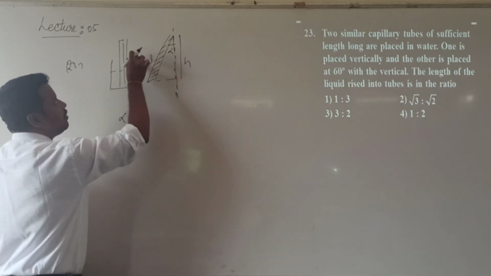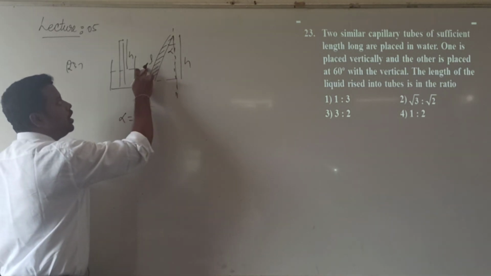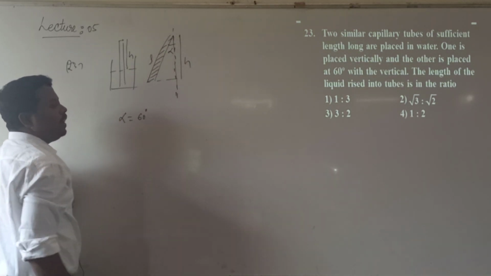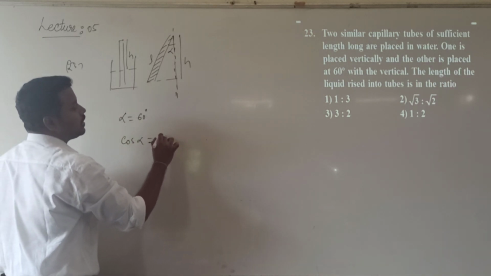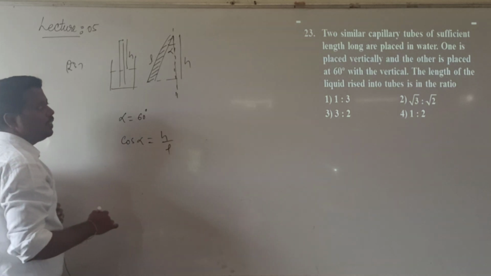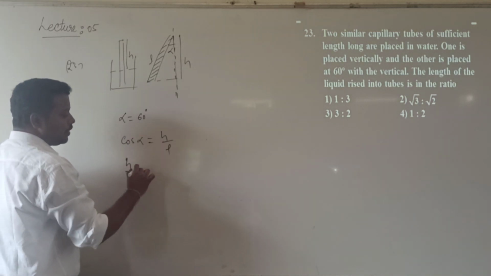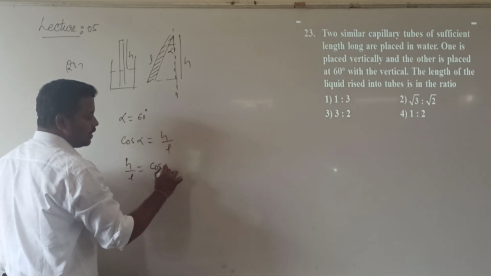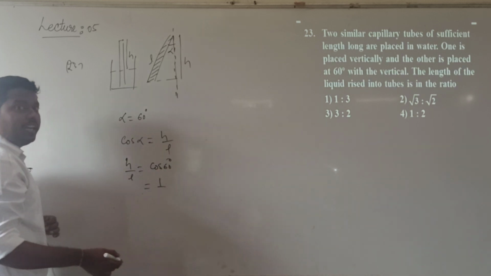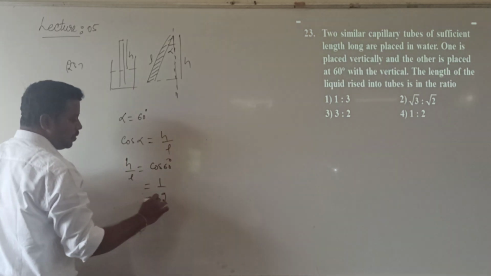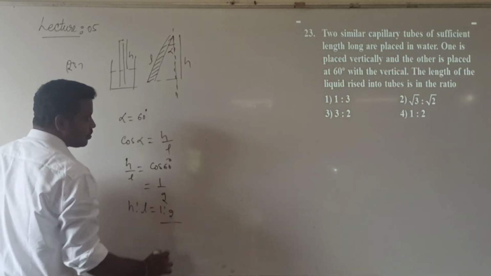H is the rise of the liquid when it is kept vertically, and L is the length of the liquid column. So when it is inclined at an angle alpha, what is the formula for cos alpha? Cos alpha is equal to H divided by L. Correct? So H by L is equal to cos 60 degrees. Cos 60 degrees is equal to sin 30 degrees, so that is 1 by 2. So H is to L will be equal to 1 is to 2.